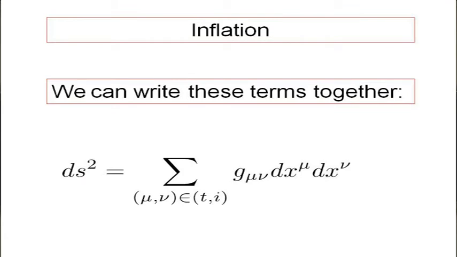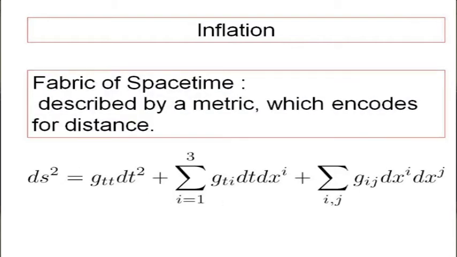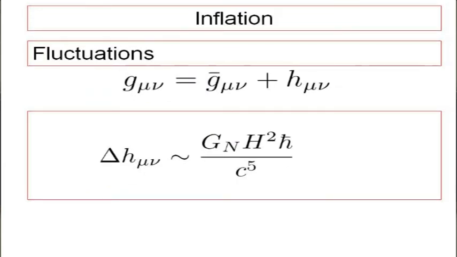The fabric of space-time, as I said, can be understood in terms of a metric, which is a way to encode distances. So I write it like this in this abstract notation where x mu takes values over time and the 3 spatial indices. Never mind if this seems a little bit abstract. Here it is written out in more detail. So there's a way to encode this, and then you can write it as a classical value for the space-time and fluctuations about it, which is h mu nu. And you find that an irreducible jitter is produced, and this is the extent of it.